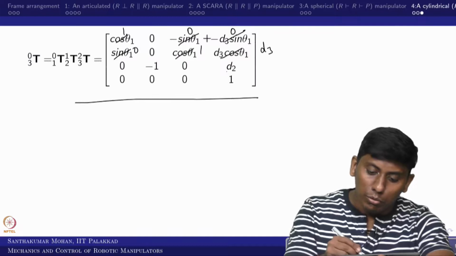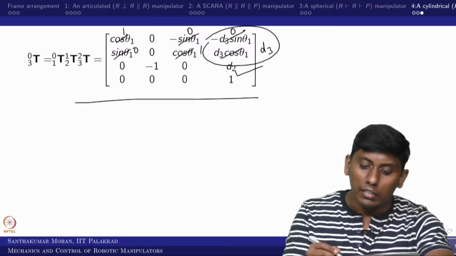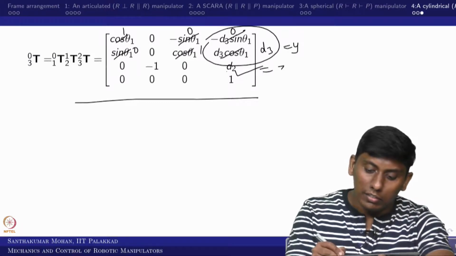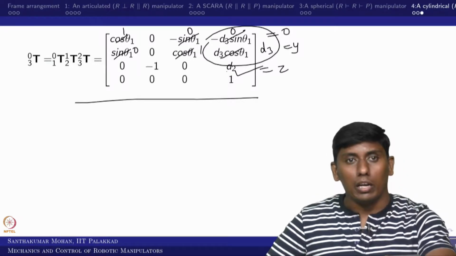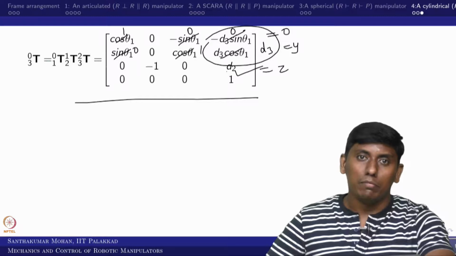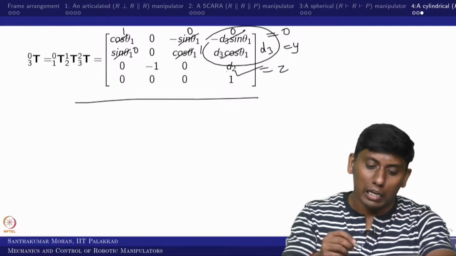Okay. So now you can see what is happening. So y is d3, and this is z, and this is 0. With that you are clear. One last attempt we make, and then close this particular lecture.